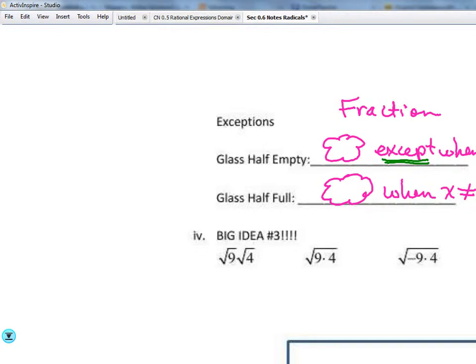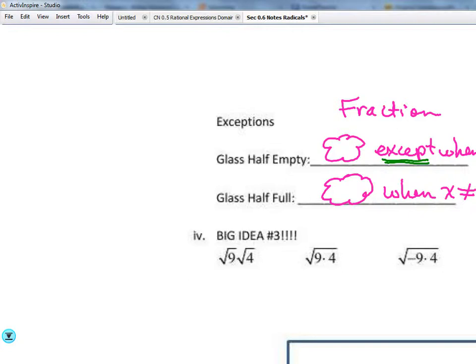If I'm doing it with the radicals, you would simplify your expression. And usually, like the previous examples, I'd say except when x is less than 0. And then you say, well, let's negate that. What is the opposite of x less than 0?